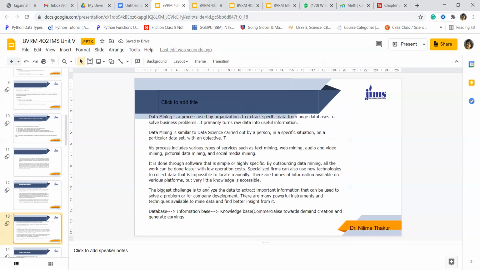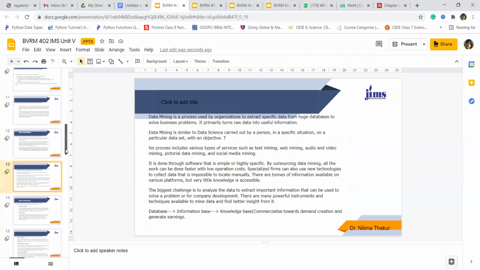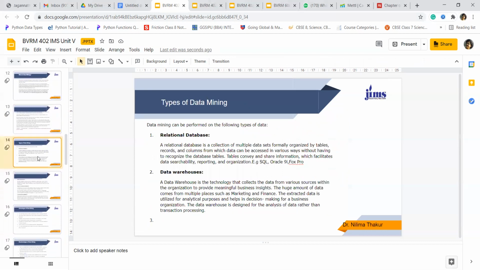So further, we will be continuing with the advantages and disadvantages of data mining and types of data mining.